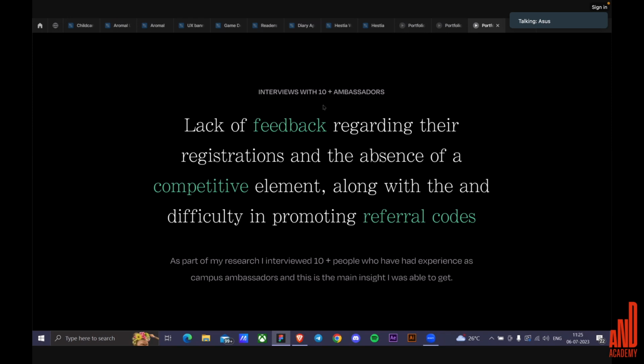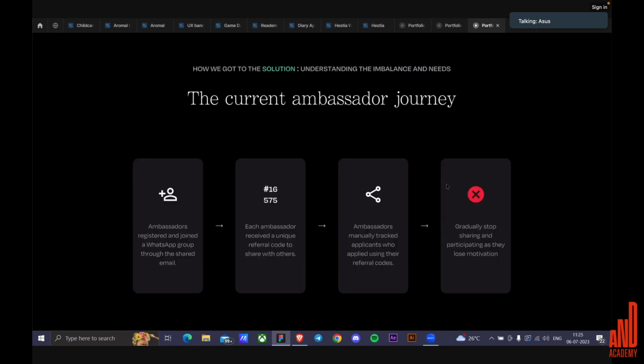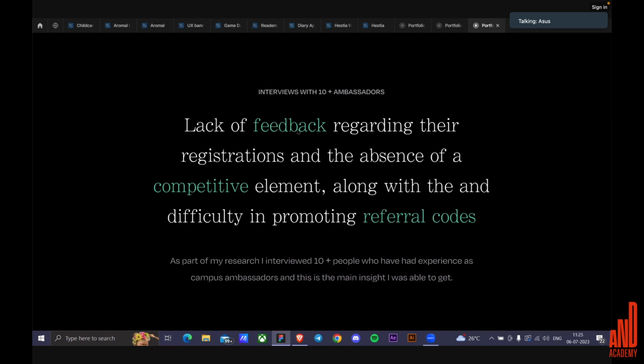The problem I was able to understand is that there was a serious lack of feedback. When they registered a person, they had no idea that the person had registered under them. They had no feedback or way to view how many people had registered under them. There was no feedback.